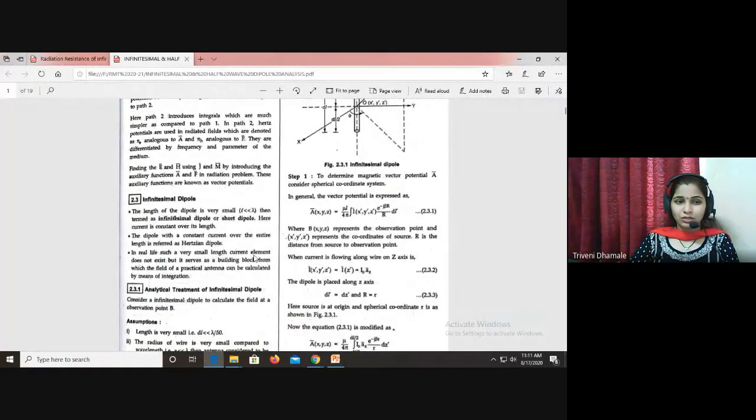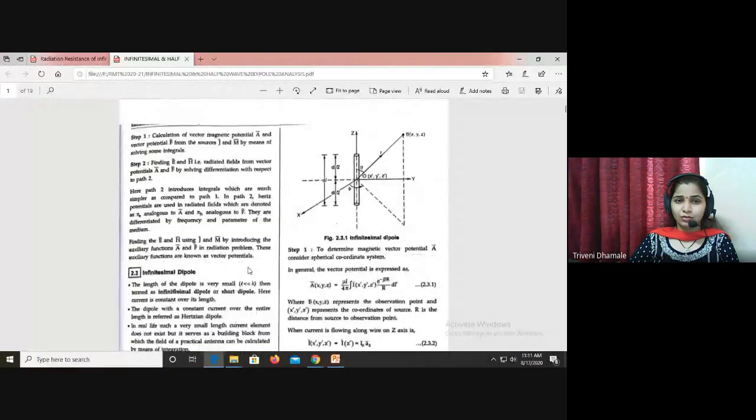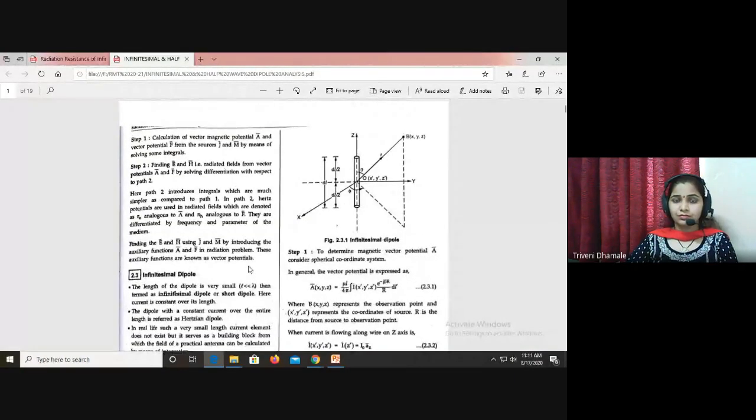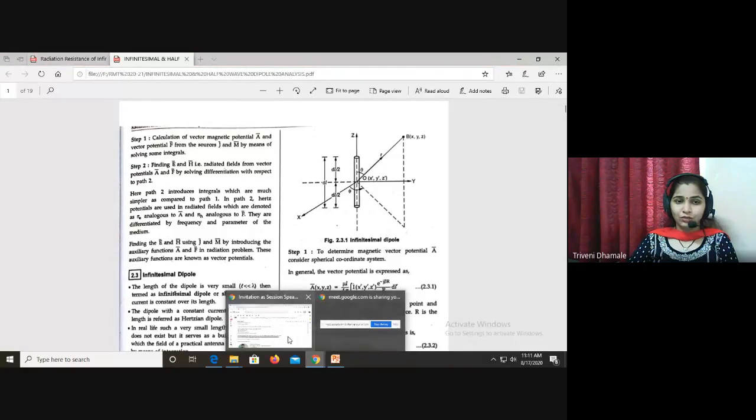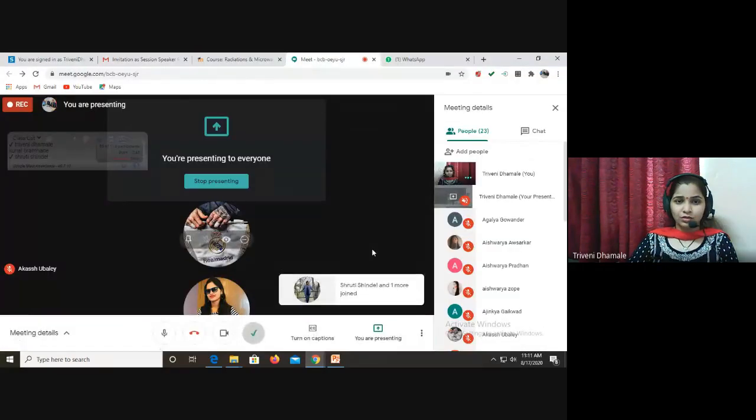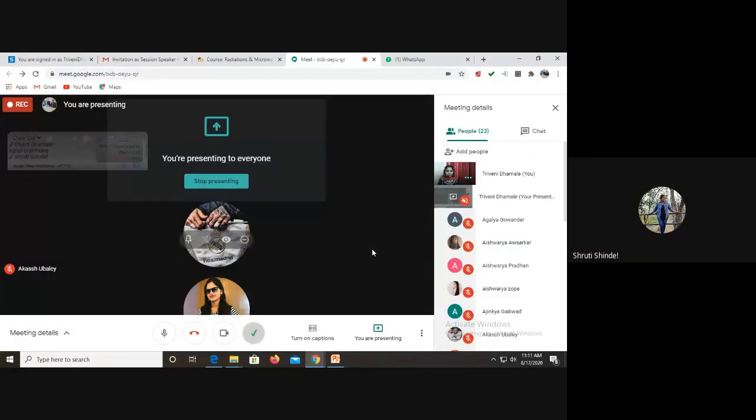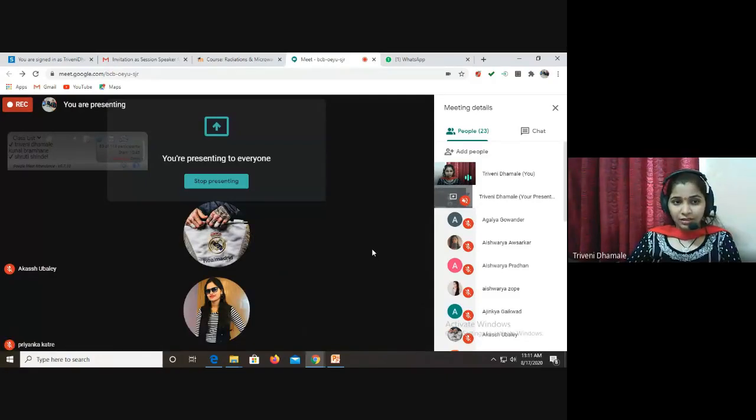Yes, please tell me what is the length of infinitesimal dipole. Length of infinitesimal dipole. Lambda by 50 less than. Yeah, it is length L is less than lambda by 50. Lambda is the wavelength. Okay, whatever the wavelength it's creating divided by 50, तो वो length होगी dipole की.